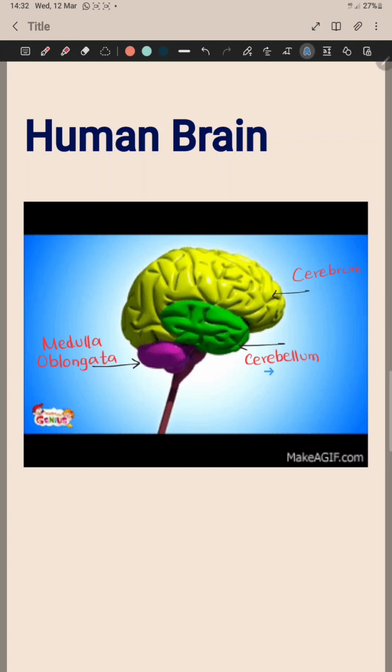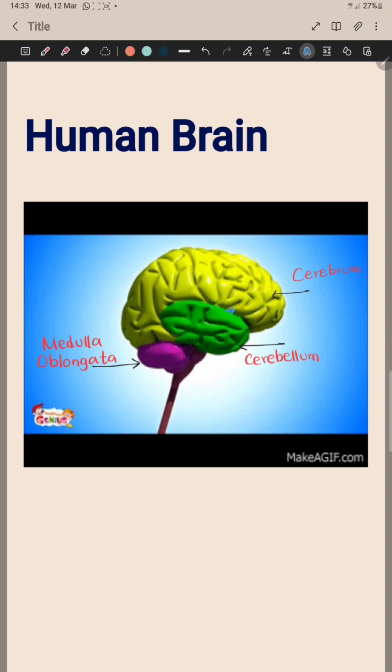The second part is the cerebellum. It also consists of 2 hemispheres, and it helps to maintain body balance, control voluntary muscle activity and maintain body movement. The third part of the human brain is the medulla oblongata. It controls involuntary actions such as rate of heartbeat and rate of respiration, and also it controls reflex actions such as vomiting, coughing and swallowing.